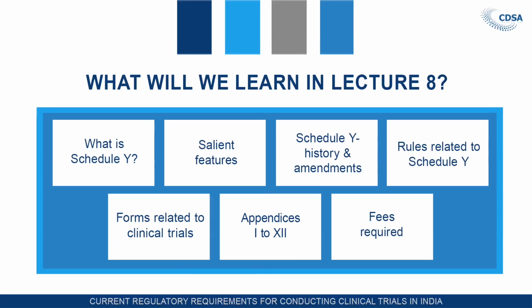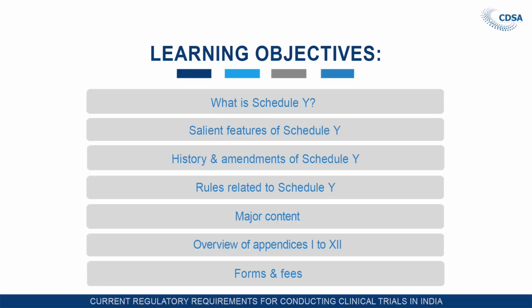What will we learn in lecture 8? So we'll learn what is Schedule Y, its salient features, then Schedule Y related rules, fees required, appendices, that is 1 to 12, related forms and related rules. So this is the outline of lecture 8. It is related to Schedule Y and related rules.